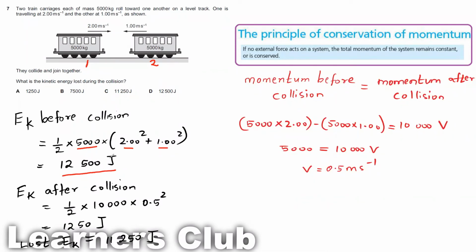Kinetic energy after collision: half mv². Both carriages joined together, their mass is 10,000 and the final velocity is 0.5, whole squared. We get 1,250 joules. So this is the kinetic energy after collision. To find the kinetic energy lost during the collision, you need to subtract 1,250 from 12,500. We get 11,250 joules. As you can see, the answer is option C.